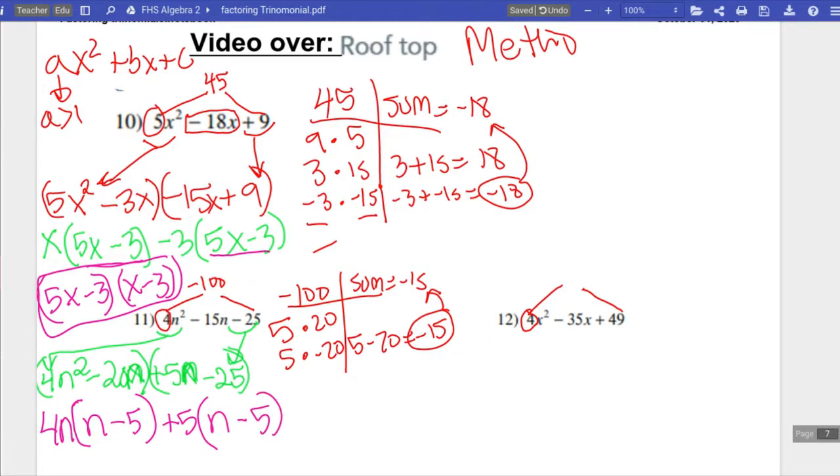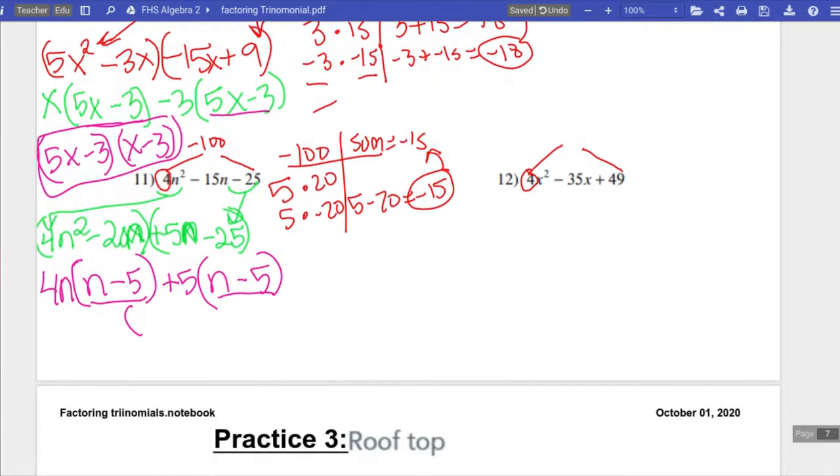So your final answer should be, if you look closely, you will see that they have this in common, that in common. They always should match. So you definitely have n minus 5 as one of the answers. And the other one would have to be the 4n, the factors.